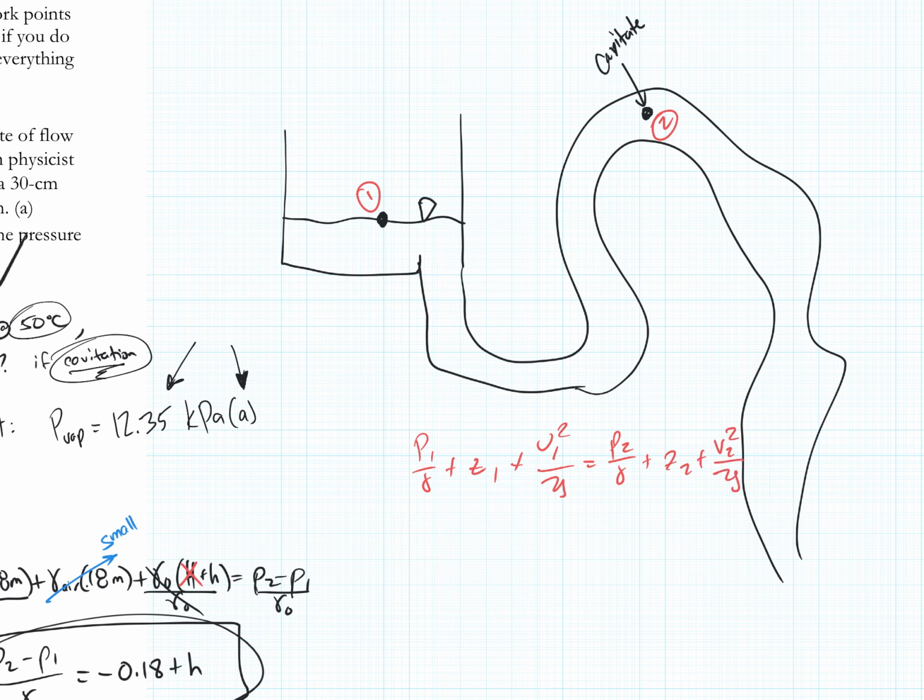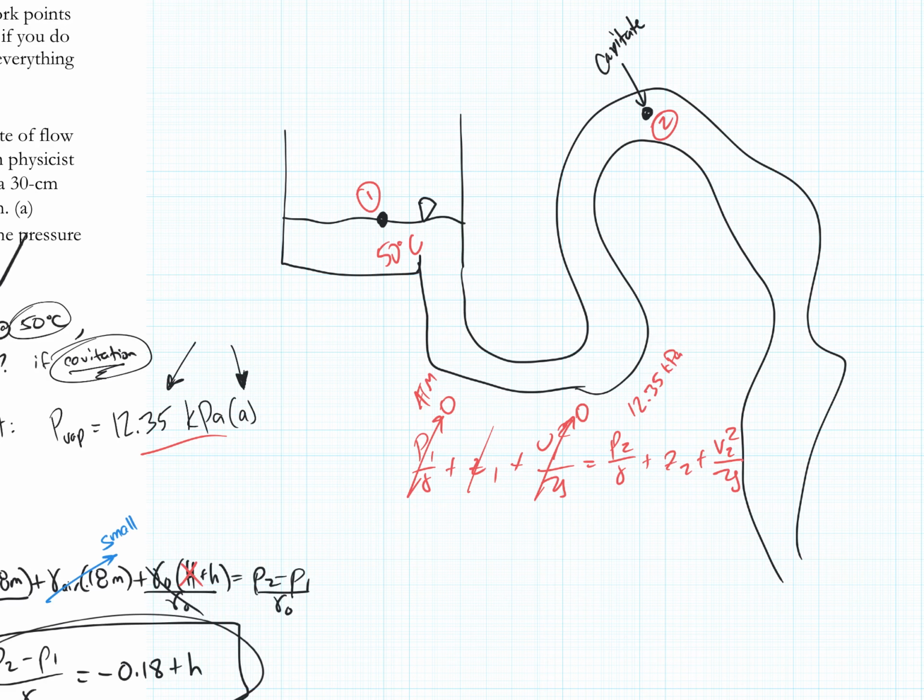Okay, and you're like, all right, I'm rolling. P1 is 0, because it's atmospheric. Z1 is whatever it is. V1 is 0 because it's a tank. And then you get to P2. Let's suppose the water is at 50 degrees C, and you plug this number in for P2. You say, oh, well, that's 12.35 kPa.